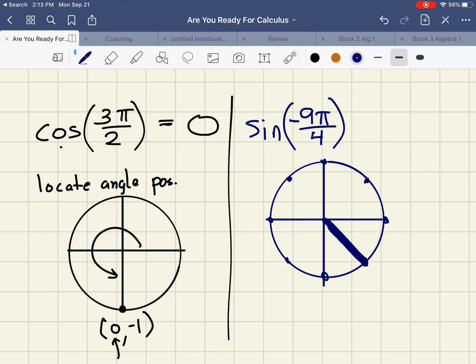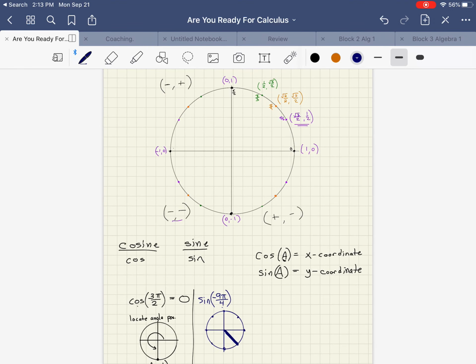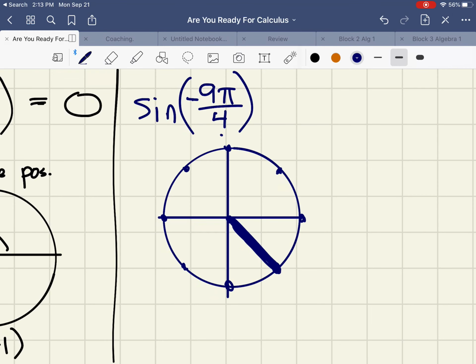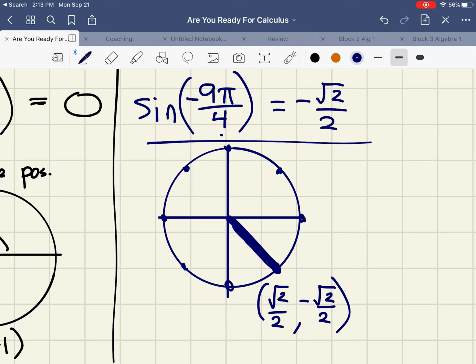And if you have your coordinates memorized, your pi over 4 coordinate, I'm going to zoom way out here. Your pi over 4 coordinates are right here, root 2 over 2, comma root 2 over 2, except that I'm in the 4th quadrant. So this would be root 2 over 2 for my x-coordinate and negative root 2 over 2 for my y-coordinate. And once I look at what I need to find, I'm finding the sine value. I look to my y-coordinate, and I simply have my answer. Negative root 2 over 2 is my answer. That's the exact value for the sine of negative 9 pi over 4.